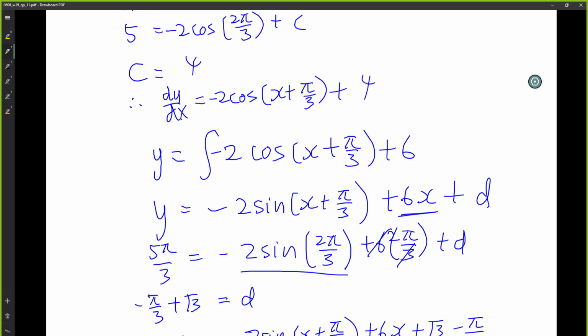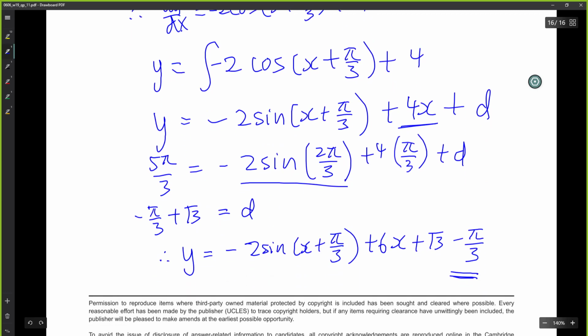So this is 4. Because you integrate cos, still get back the positive sign, so it remains the same. So therefore this is 4. Let me just simplify it a bit. Pi over 3. Then here I will just minus, so I still have the pi over 3 here, because 5 pi over 3 minus 4 pi over 3, I still have pi over 3. So this one should be positive pi over 3. And then my final answer should be this one.